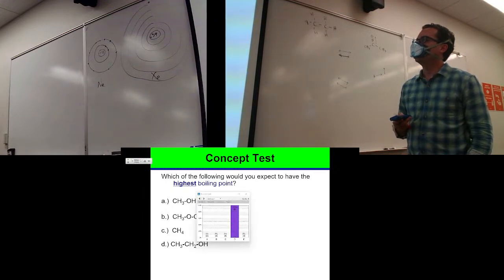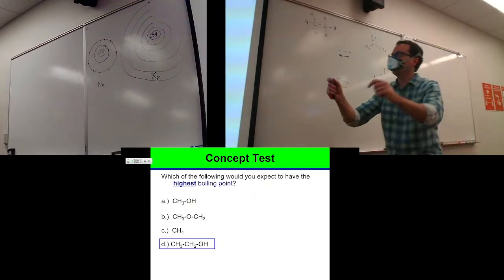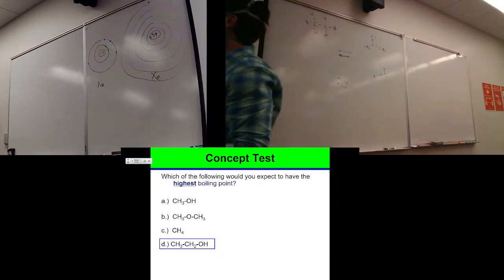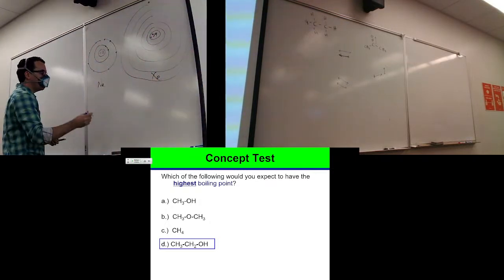We have votes for D. Excellent, you guys got it. So you zeroed in on the OH. That one has an OH too, but that one has an OH. So hydrogen bonding, that's the strongest. This is an ether. It only does dipole-dipole. So this is why you have to know the functional groups. What does an ether look like?